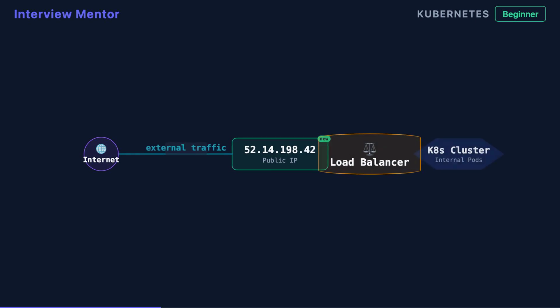Once the load balancer is provisioned, your cloud provider assigns it a public IP address. This is your gateway to the outside world. External users hit this IP, and the load balancer knows how to route that traffic into your Kubernetes cluster. That's how your internal pods become accessible from the internet.